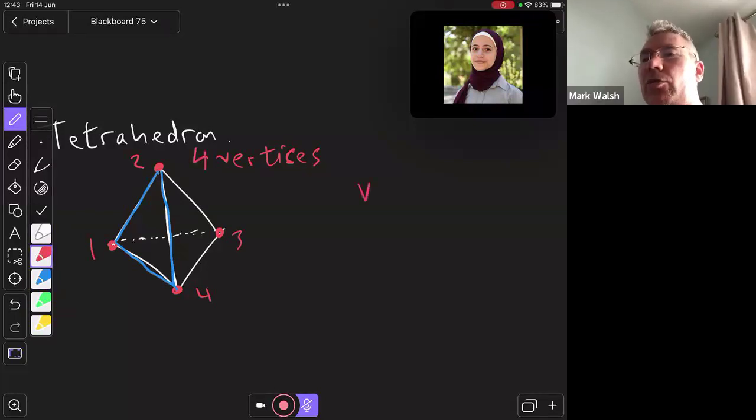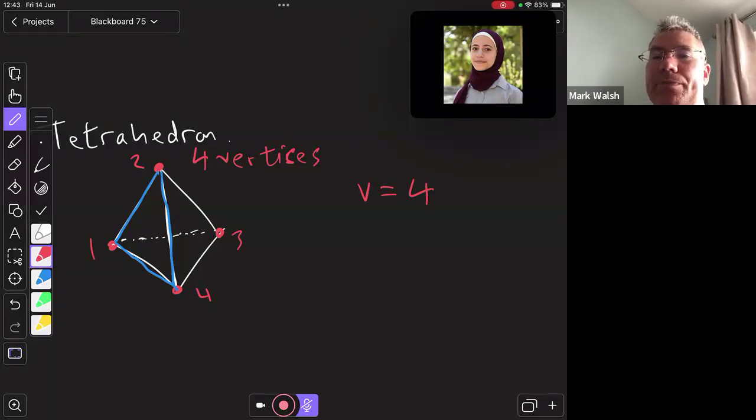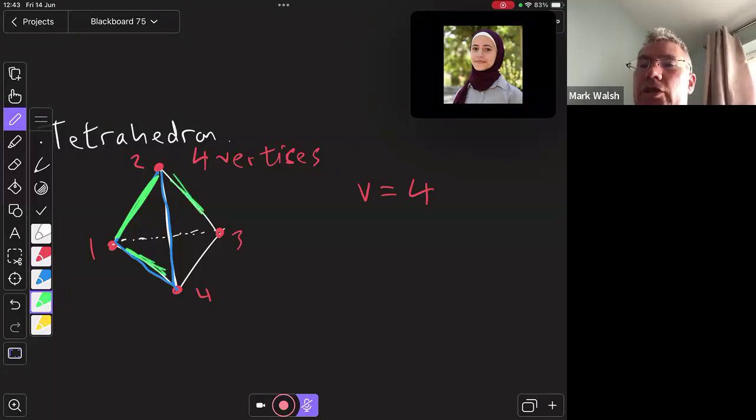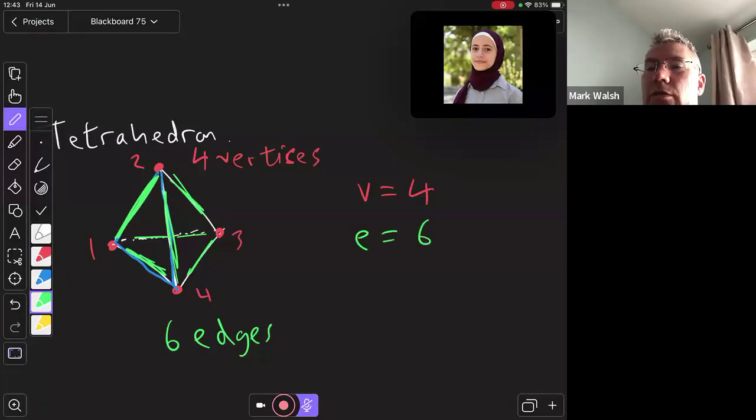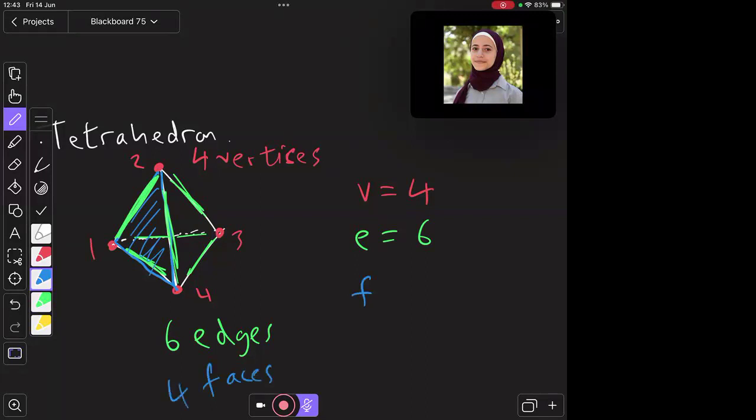So 4 vertices. Let's just say V, the number of vertices, equals 4. We'll call V the number of vertices. Okay. Now, how many edges do we have? Okay, so these are the edges. This is an edge. There's another edge. There's another edge. There's another edge. How many edges do we have in total? 6. 6 edges, exactly. So E equals 6. And finally, how many faces do we have? These are the faces. 4. Yeah, 4 faces. So we say F equals 4.